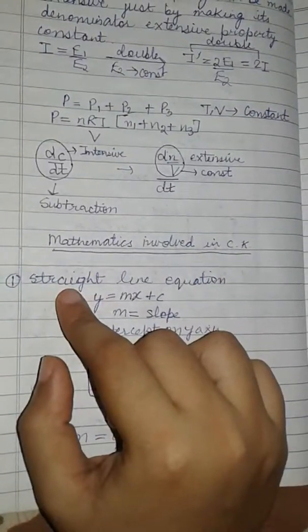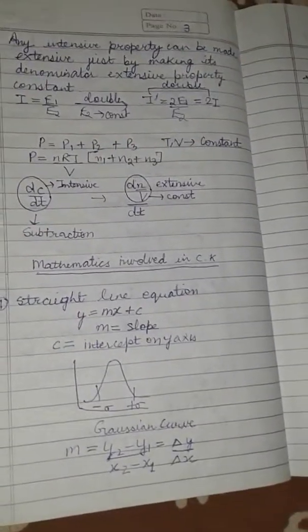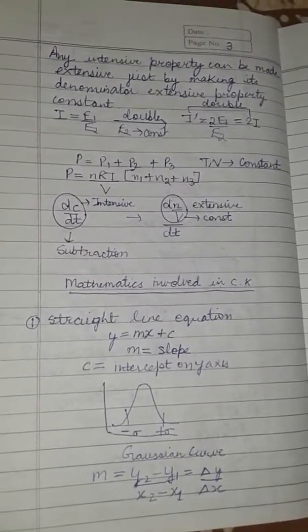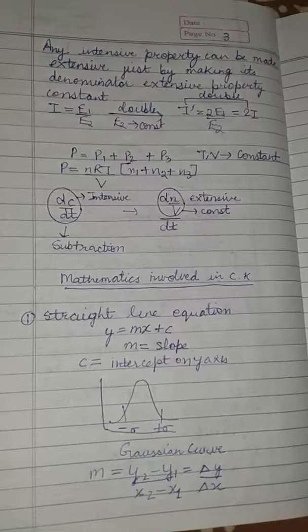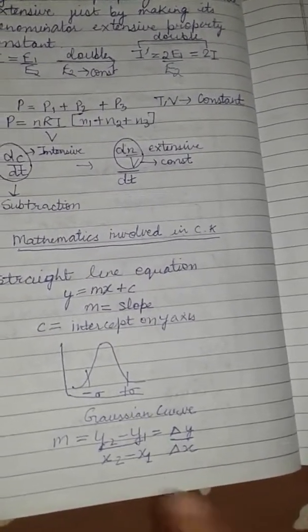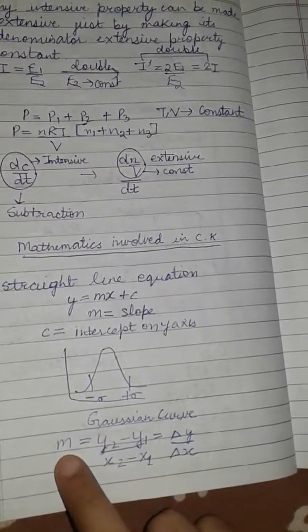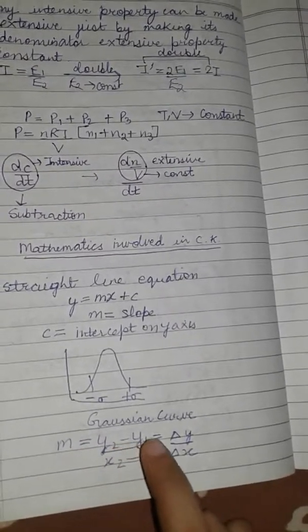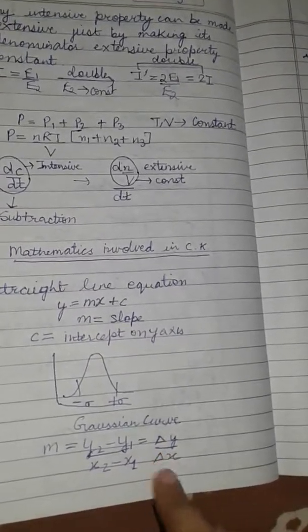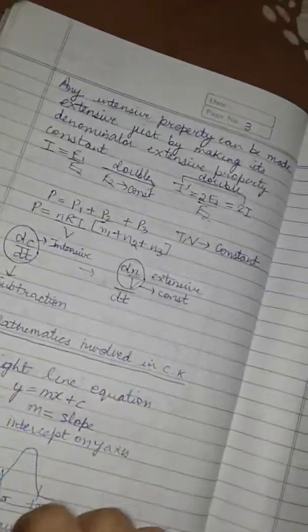Mathematics involved in chemical kinetics. Straight line equation: y is equal to mx plus c, m is equal to slope, c is intercept on y-axis. According to the curve, m is equal to y2 minus y1 upon x2 minus x1, that is delta y upon delta x.